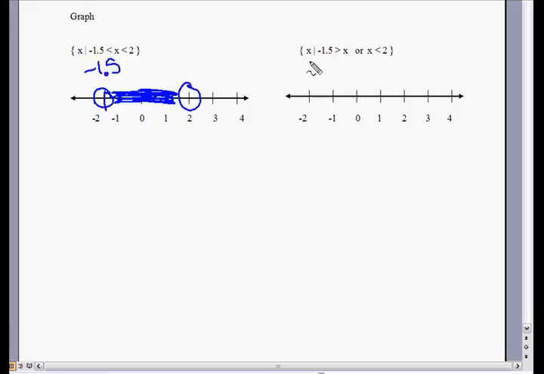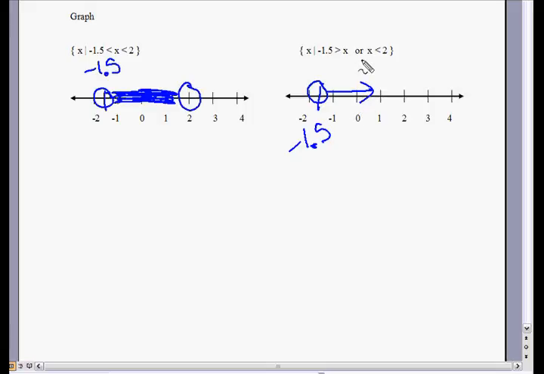Look at another set. x such that negative 1.5 is greater than x or x is less than 2. Again, negative 1.5 doesn't show up on the number line. We can write it in as a negative 1.5. And we would have an open circle for that. And we would be shading to the right for greater numbers.